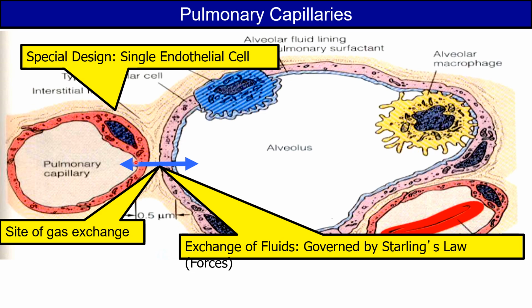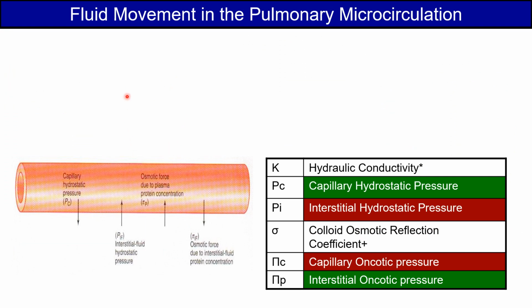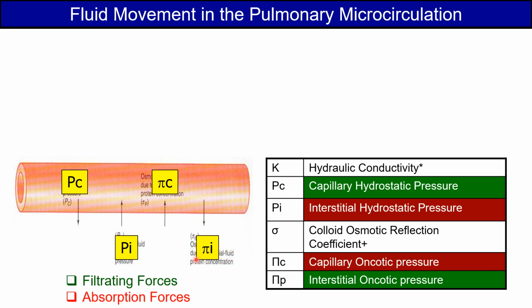This is the site of the exchange of fluids, and it is governed by Starling's law. So let us discuss the fluid movement in the pulmonary microcirculation. So this is the pulmonary capillary. There are hydrostatic forces inside and outside the capillary, and there are oncotic forces both inside and outside of the capillaries. Some of these forces are filtrating forces, some of them are absorbing forces.